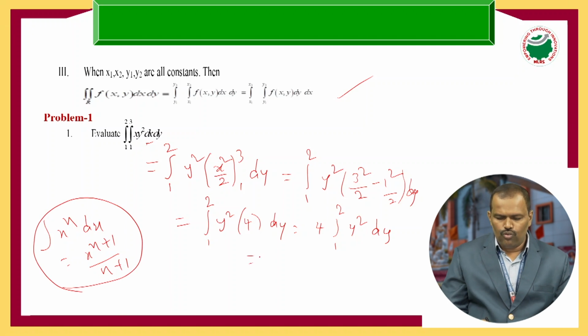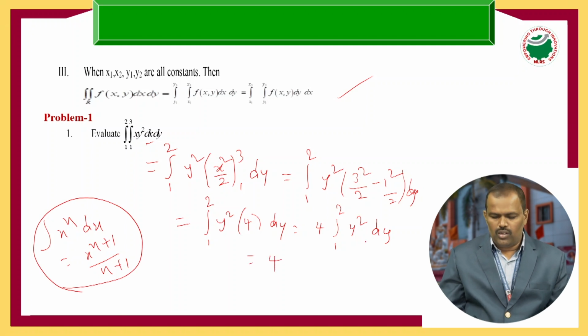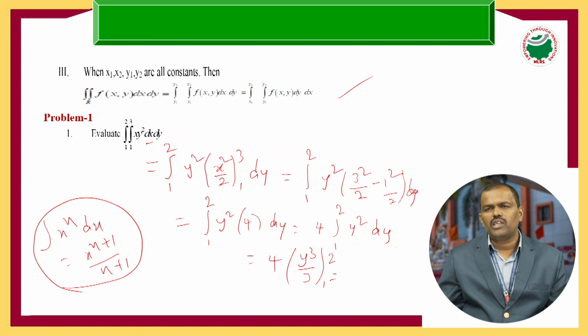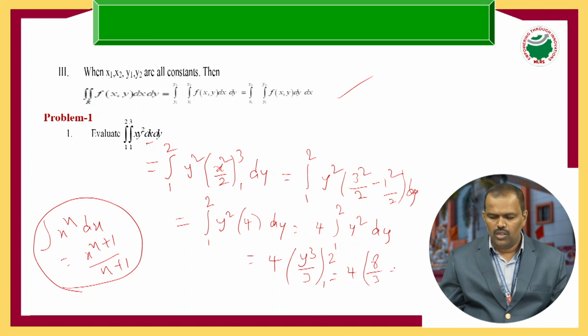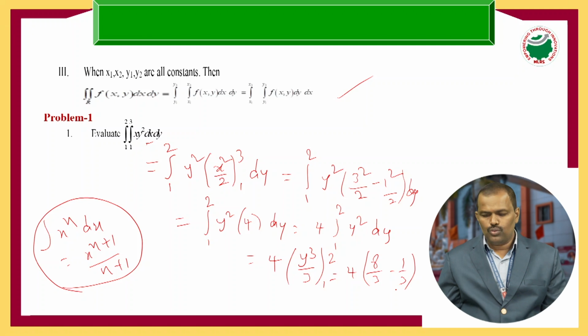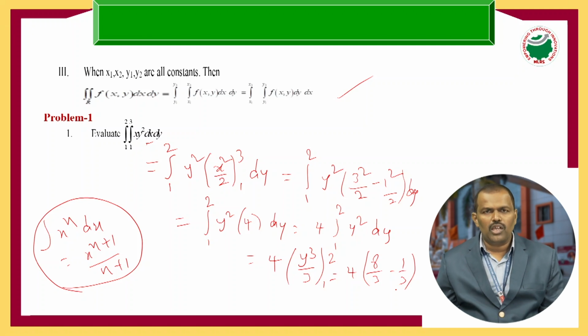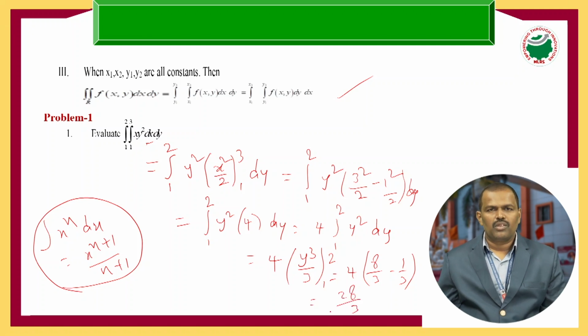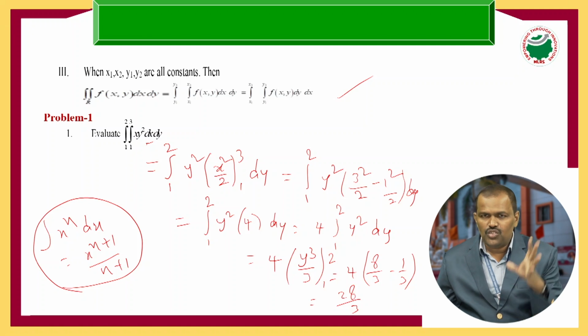So that is equal to 4 into integral of y square. Integral of y square is y cube by 3, limits 1 to 2. Here apply the upper minus lower again. So 4 into upper limit, 2 cube, which means 8, 8 by 3 minus 1 cube, that is 1 by 3. So that is equal to, with 3 as LCM, 8 minus 1, 7. 4 sevens are 28 by 3. So that is the answer. Is it clear, everyone? This is very easy to understand.